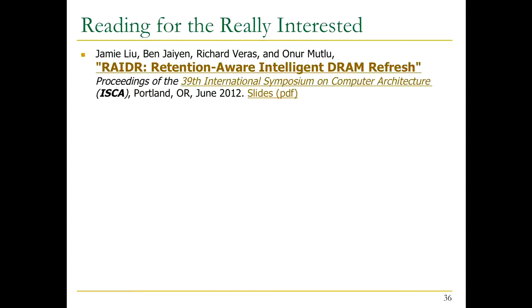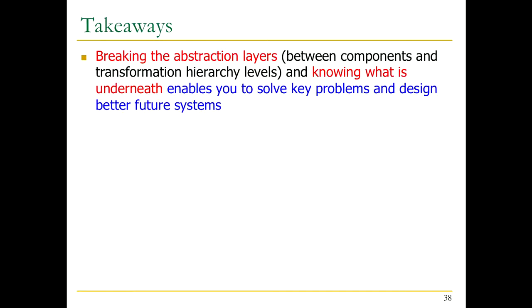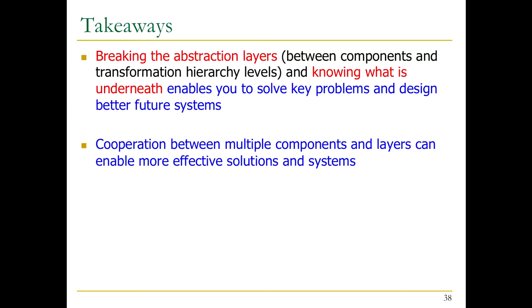Okay. So this is for the really interested to read over here. Basically, the second takeaway, I'll finish with this: breaking the abstraction layers between components and transformation hierarchy levels. And again, knowing what's underneath, knowing the fact that cells have different data retention times, enables you to solve key problems and design better future systems. And I'll encourage you to think about that going forward.